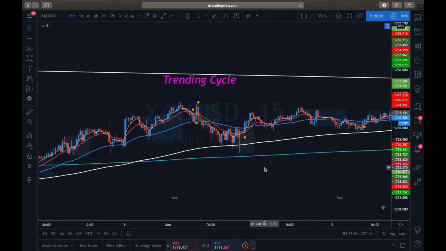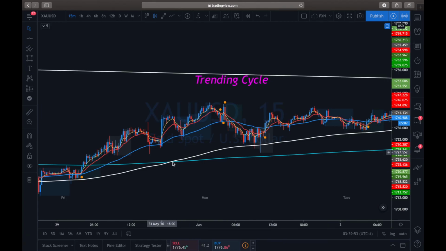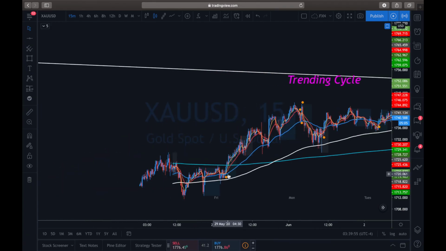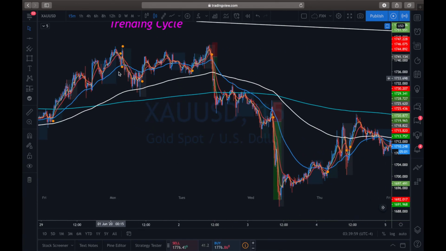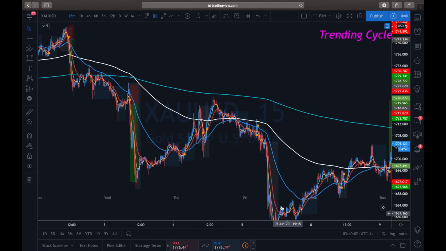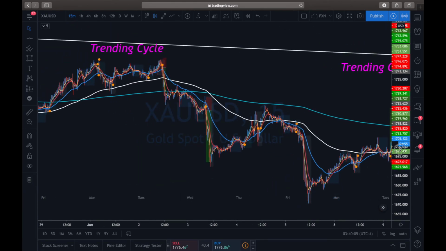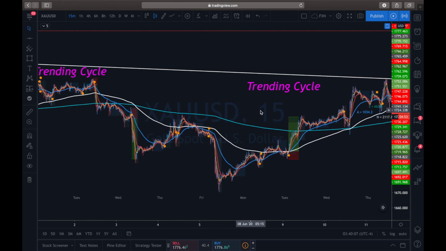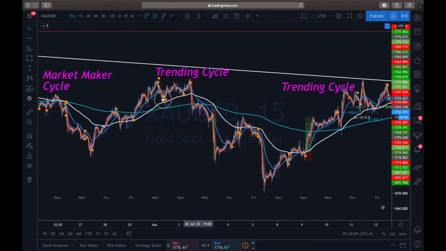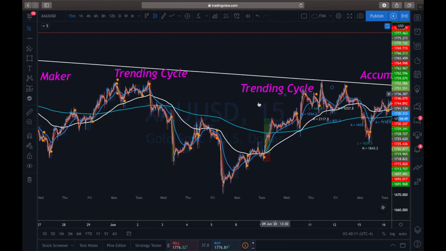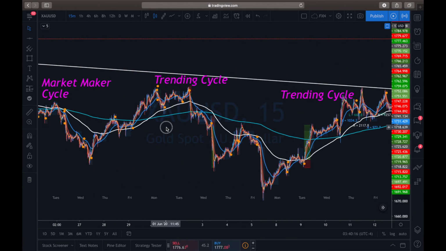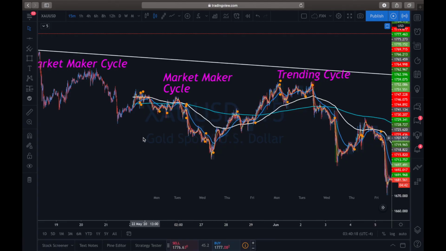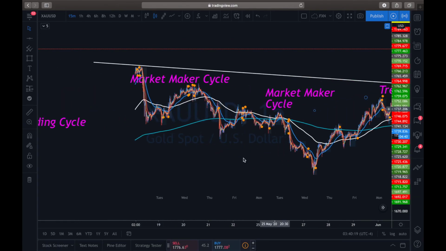Okay, so guys, as you can see, the patterns are there, the cycles are there. There's a trending cycle here that just drops. Even on Friday, you can see it just continues to drop the whole week. Here's what I'm talking about, guys. When we have back-to-back trending cycles, do you see that? Back-to-back market maker cycles.